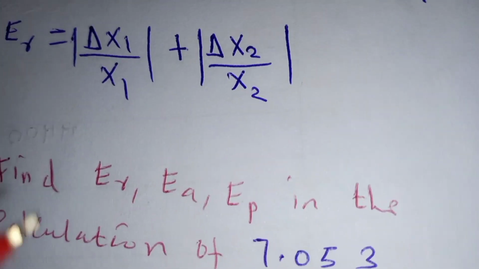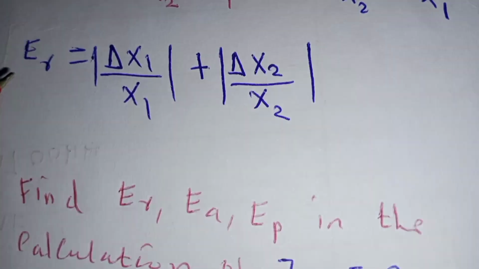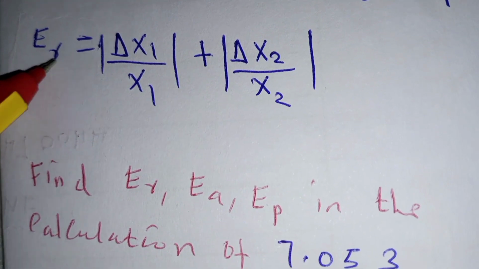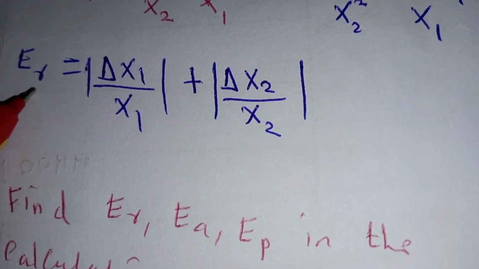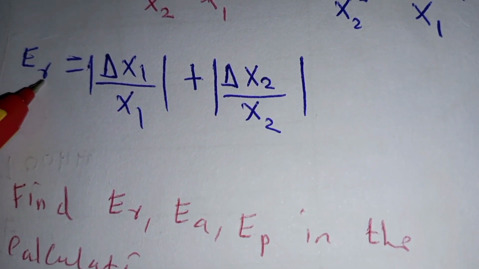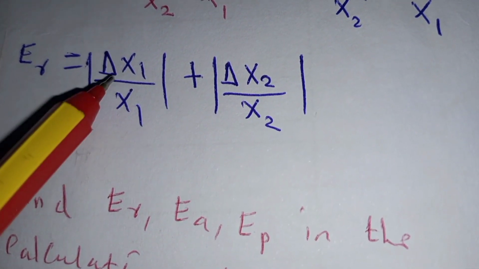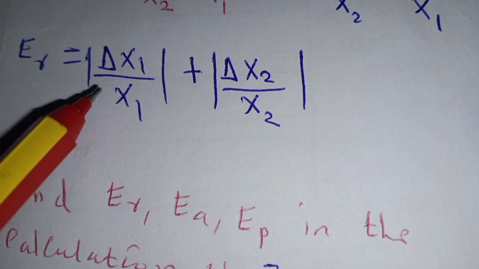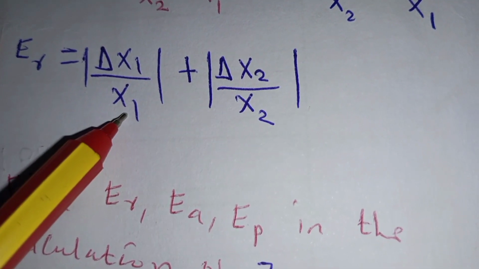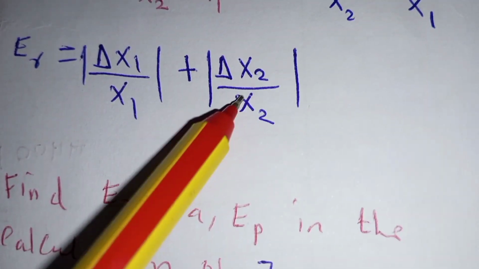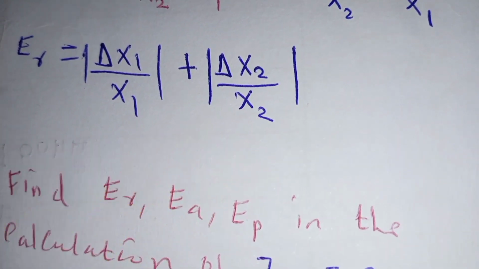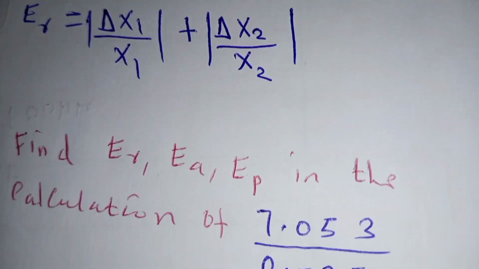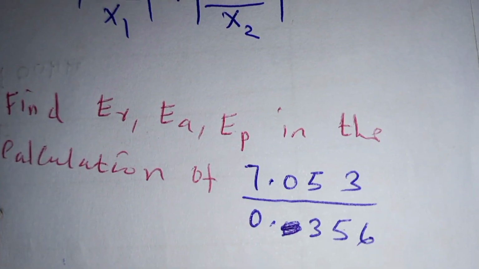So this is the general formula for obtaining error when you are dividing two numbers. It is error in x1 divided by x1, where x1 is the numerator, plus error in x2 divided by x2, where x2 is the number in the denominator.